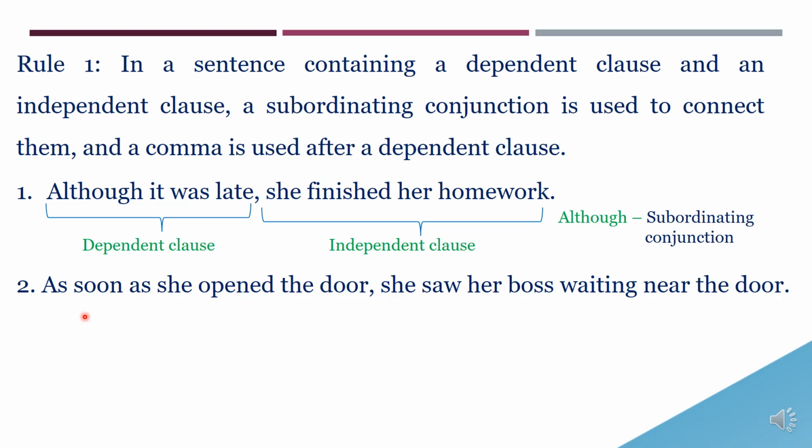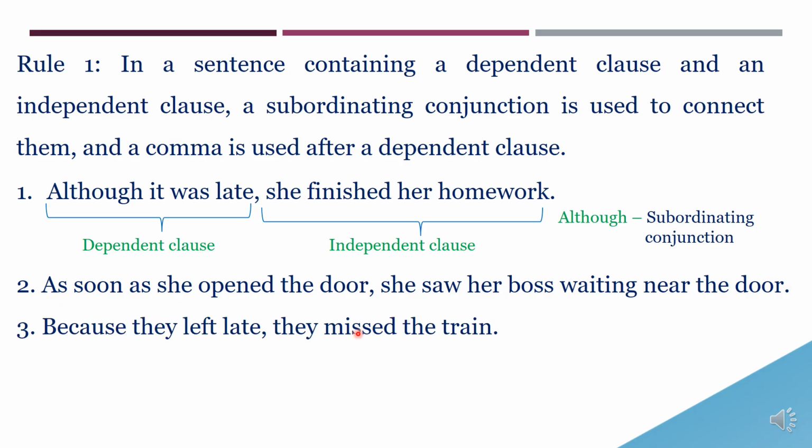Second example: as soon as she opened the door, she saw her boss waiting near the door. See, again, as soon as she opened the door is a dependent clause. She saw her boss waiting near the door is an independent clause. As soon as is a subordinating conjunction. Therefore, place a comma after as soon as she opened the door, which is a dependent clause.